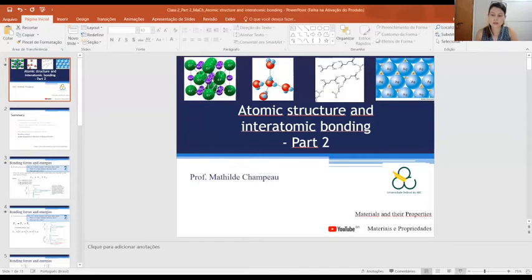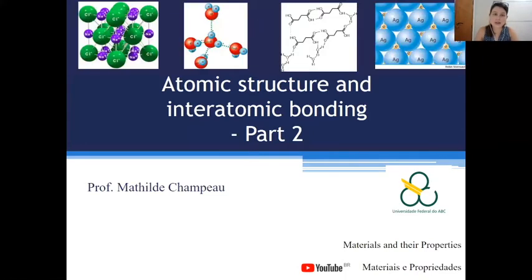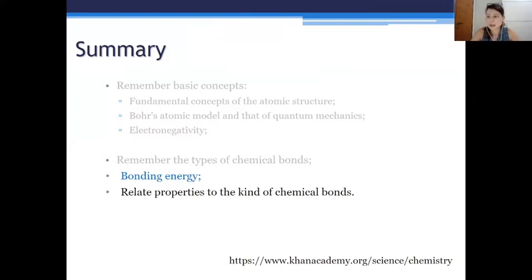To summarize what has been studied during the first part of the class, we remember some basic concepts about the atoms and the atomic structure. We introduced the four quantum numbers, electronegativity, and also the periodic table. After that, we introduced the different kinds of chemical bonds. We distinguish the primary chemical bonds and the secondary bonds, which are also called physical bonds.